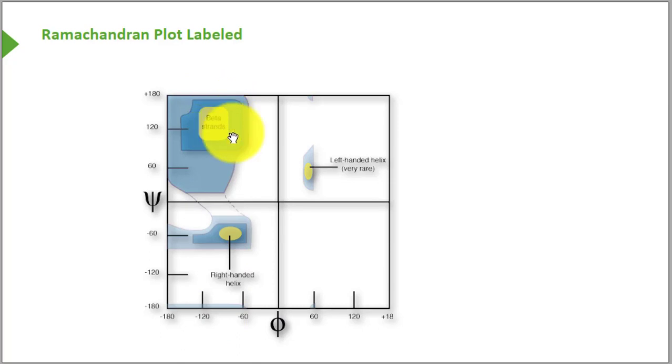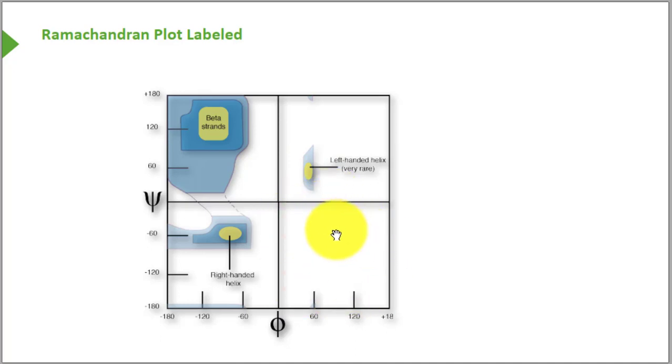Okay, so all of the amino acids in a protein which form a beta strand will have angles like this. Similarly, we can have a left-handed helix, which is very rare, if the phi angle is plus 60 and the psi angle is plus 60. We don't have any structure within this area.